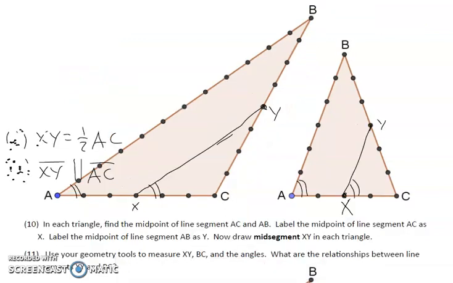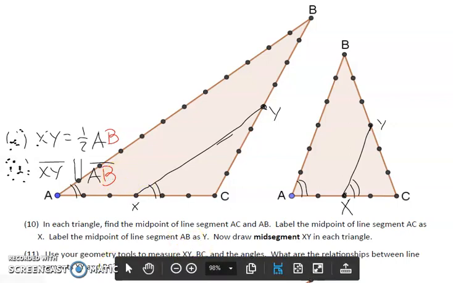I'm going to go back and make a correction here. This is not line segment AC. Hopefully you did AB. Just think about the previous problem, which was AC, and I wrote down AC again. So hopefully, again, XY is half of AB, and line segments XY and AB are parallel to each other.